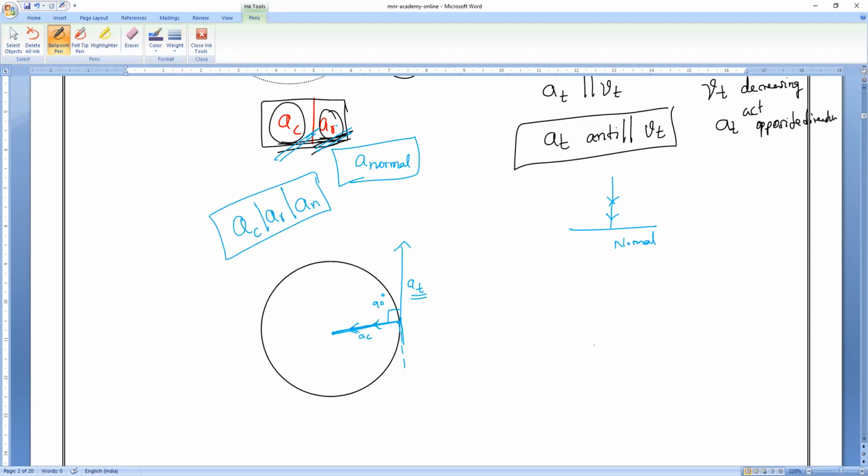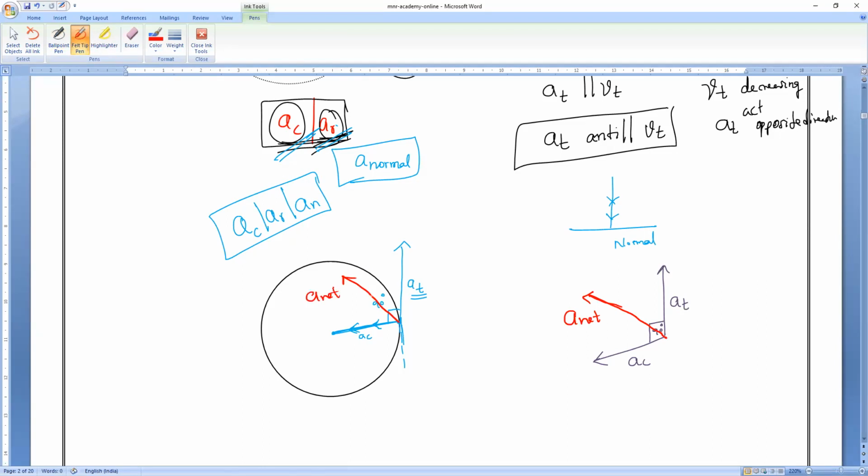Now we all know that if the centripetal acceleration is acting in this direction and tangential acceleration is acting in this direction, and the angle between them is 90 degrees, now you tell me, net acceleration will act where? Net acceleration will act in between them. Am I right or wrong? So that is A net.